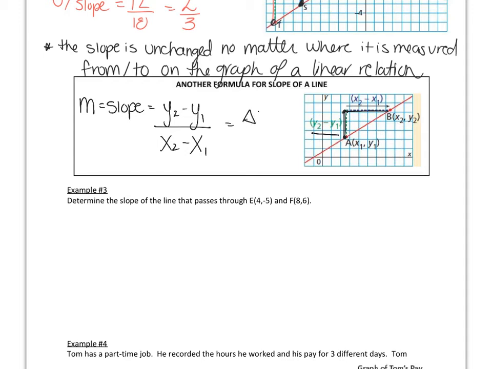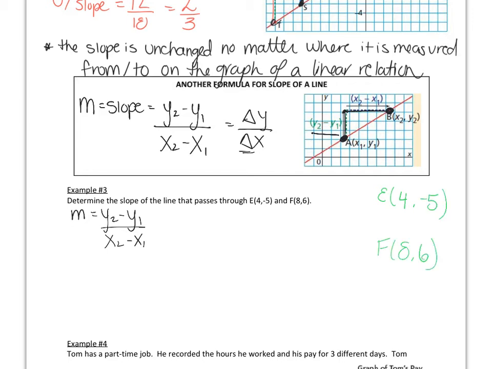So this just denotes the change in y over the change in x, because when we're measuring change, it's always final minus initial. So determine the slope of a line that passes through E, which is (4, -5), and F, (8, 6). Because we don't have a graph, we can easily use our new equation. So we're going to use M is equal to y2 minus y1 all over x2 minus x1. To get started, we need to decide who is x1, y1 and who is x2, y2.